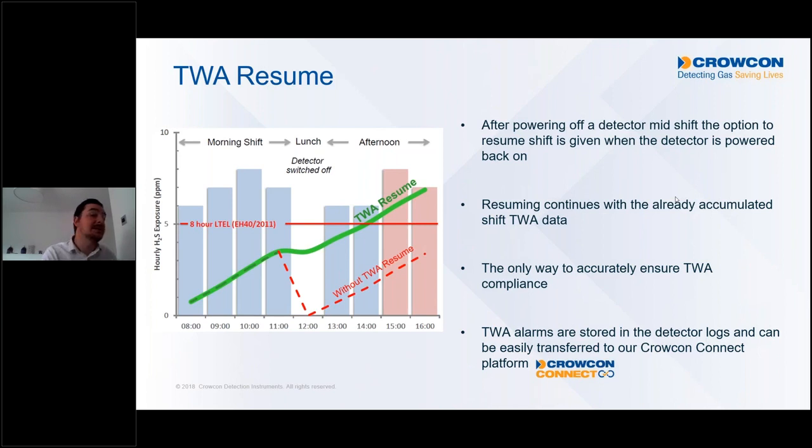If you were using a competing device that doesn't allow you to resume, when you turn it back on, it erases all the data, assumes it's a new shift, and starts again. So without TWA resume, if it started again, you see here, it wouldn't beep at you. You would have been overexposed, you would have broken the time-weighted average limit, and you wouldn't be notified. You would have no idea. So TWA resume really is the only way that you can accurately ensure you're definitely in compliance with TWA.